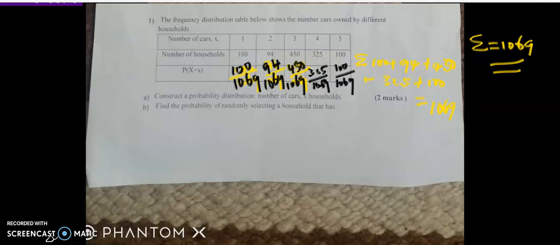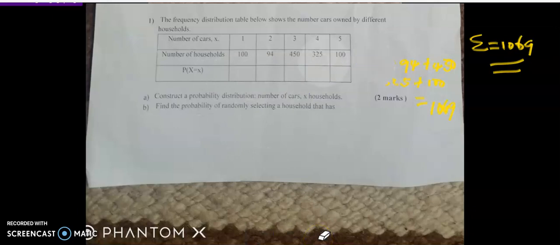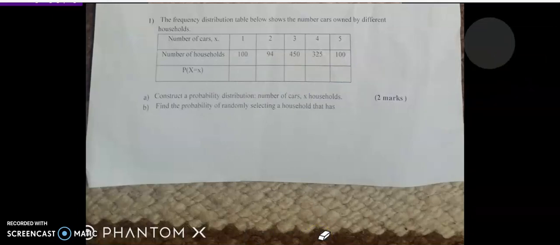Let us look at the second question, which asks us to find the probability of randomly selecting a household that has, it means there is a page missing, because the question is not complete. Let's get that page and see what to do in the second question.